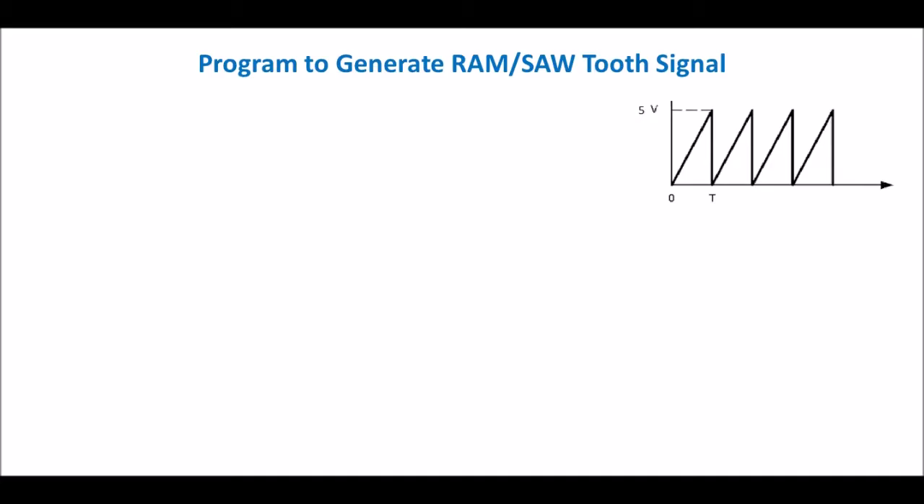Generation of ramp signal or sawtooth signal using DAC. Now to generate this type of signal, first we'll send a logic 0, that is 00H, to the input terminals of the DAC, the digital input to the DAC. So it will generate an analog output of 0 volt.